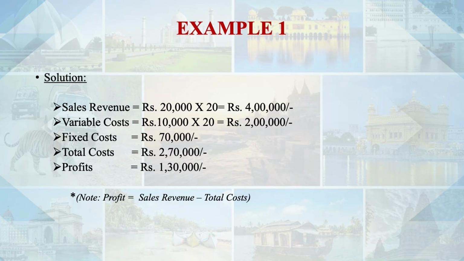That is the case. Then sales revenue. Sales revenue is 20,000 per unit per person and 20 tourists. So 4 lakh is the revenue for one group for that tour. Variable cost is 10,000 per unit and the number of tourists is 20. So 2 lakh is the variable cost. Fixed cost is 70,000. So variable cost plus fixed cost is the total cost. So 2,70,000 is the total cost. Revenue, that means sales, is 4 lakh. Total cost is 2,70,000. Profit is 1,30,000. Profit is sales minus cost.